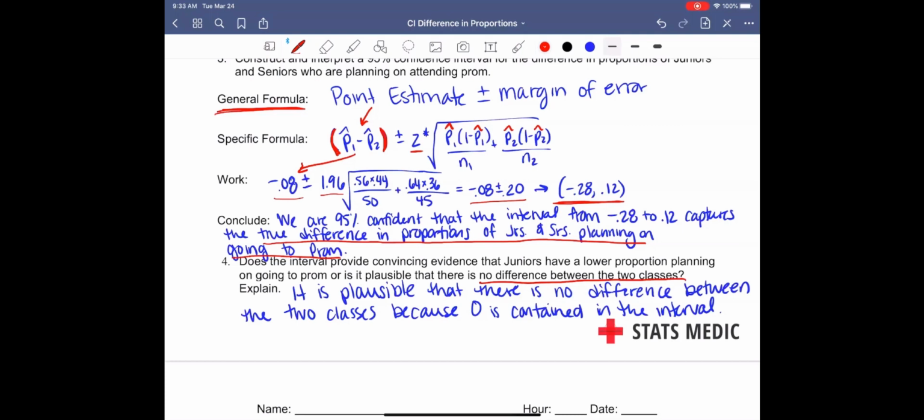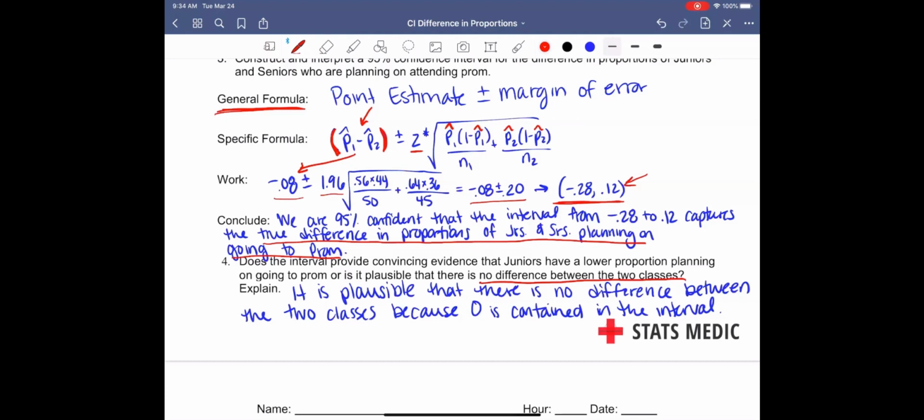So if I took P1 minus P2, what would show me there was no difference? Well, that would be 0. If I get P1 minus P2 equals 0, that means there's no difference. So I'm looking to see if 0 is contained in this interval, and it is. So it's plausible that there is no difference between the 2 classes because 0 is contained in the interval, meaning we would not have convincing evidence of a difference.